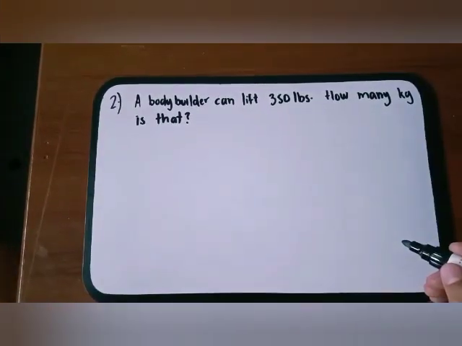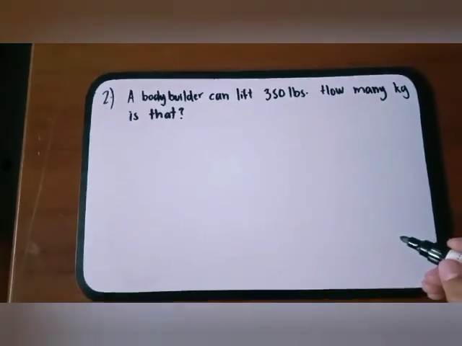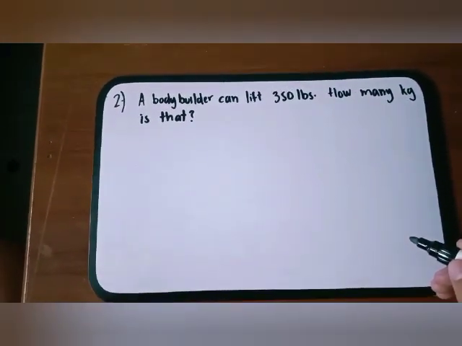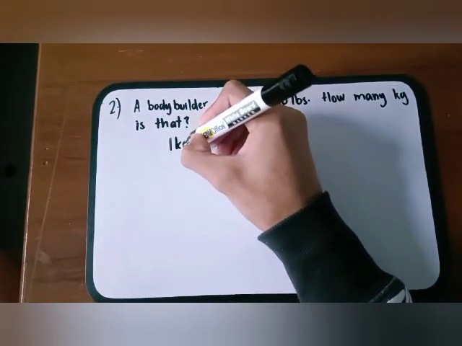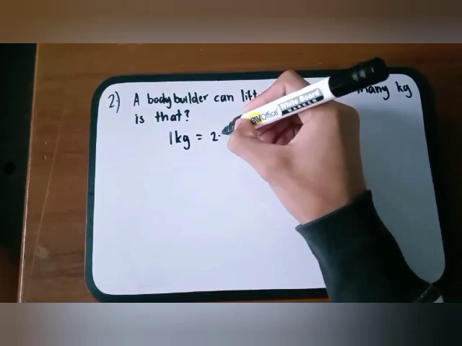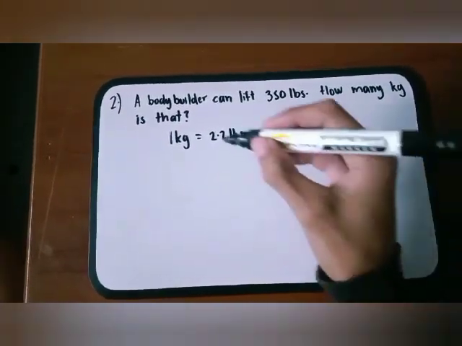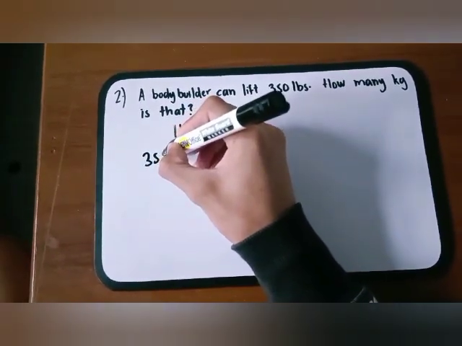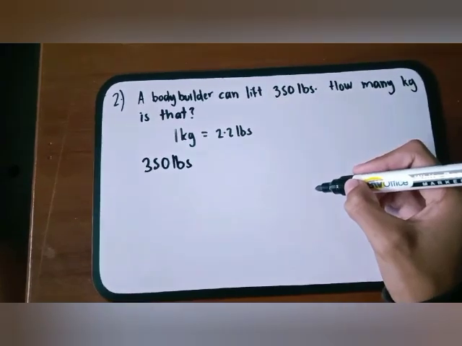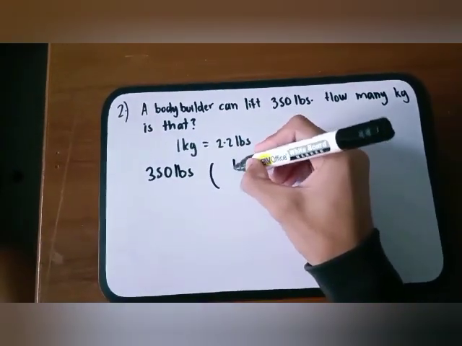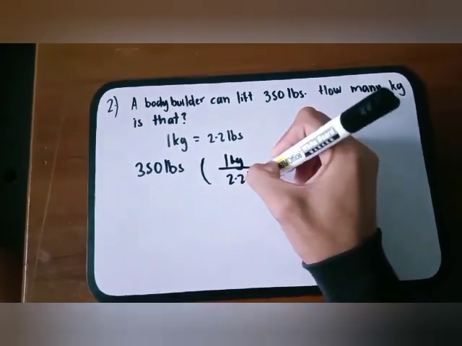So this is the second example. A bodybuilder can lift 350 pounds. How many kilograms is that? So consider the conversion factor, which is 1 kilogram is equivalent to 2.2 pounds. The first step will be writing down the quantity, which is 350 pounds. And then we multiply this by a fraction, 1 kilogram over 2.2 pounds.